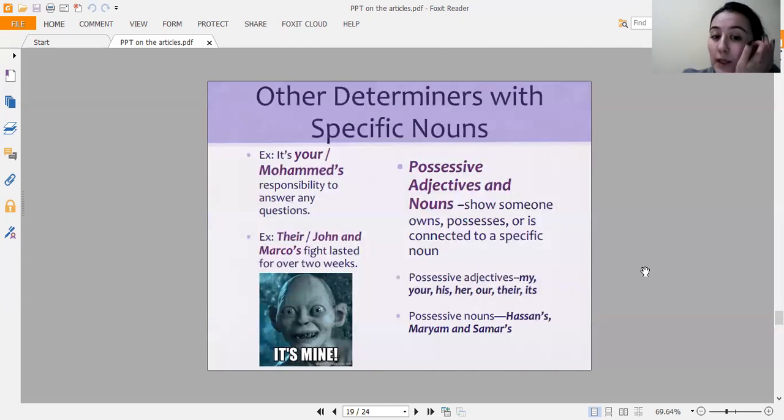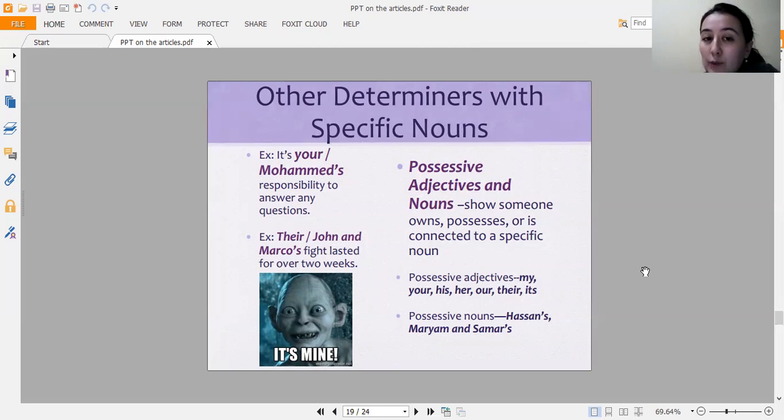So, other determiners. Except articles, we have determiners which we can use instead of articles. So, for example, it's your or Mohammed's responsibility to answer any questions. So this responsibility, someone owns this responsibility. And here we have to show the possession.